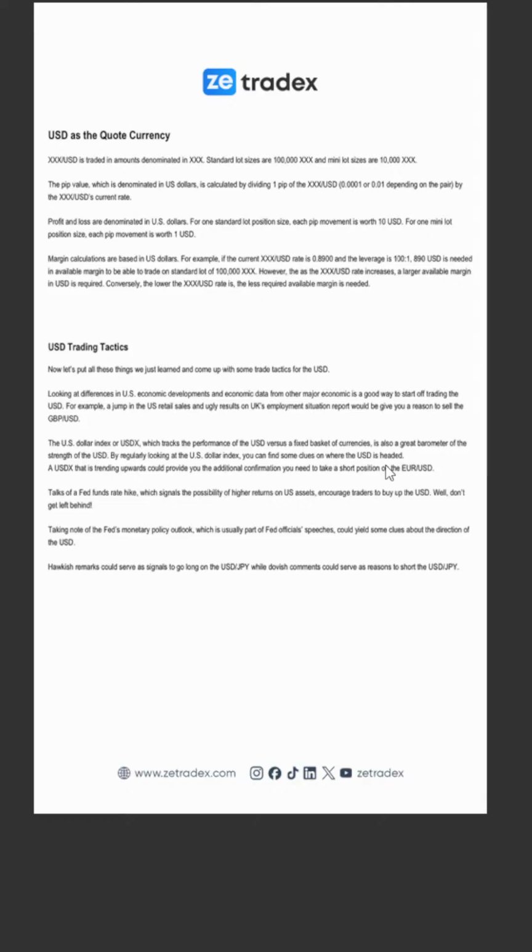Because, however, if the GBP/USD rate would increase, we have a larger available margin in USD required. And conversely, the lower the rate for whatever currency pair is being paired with USD, the less available margin is needed. Now, USD trading tactics.